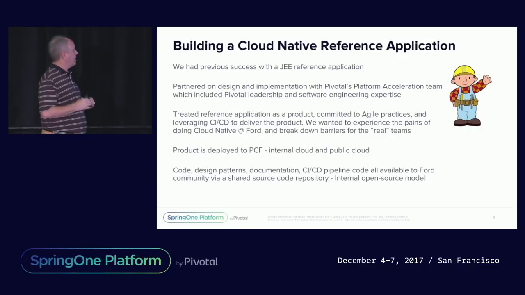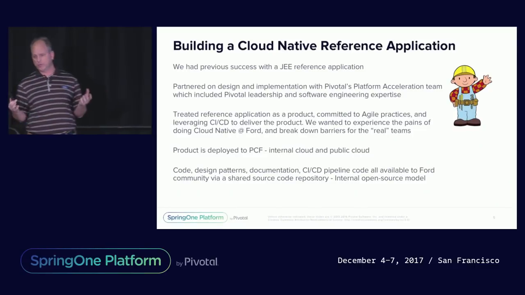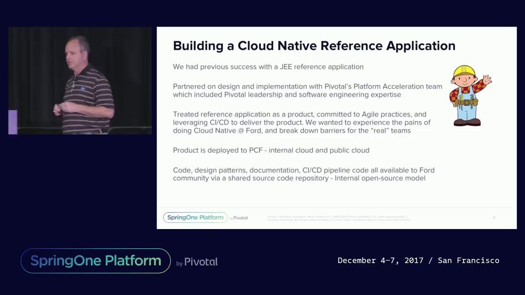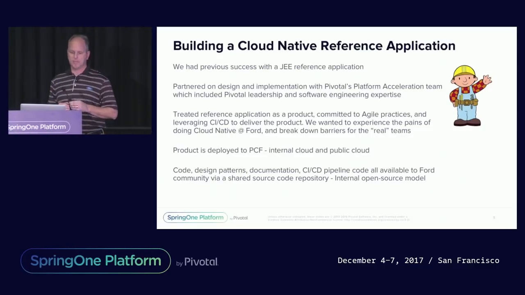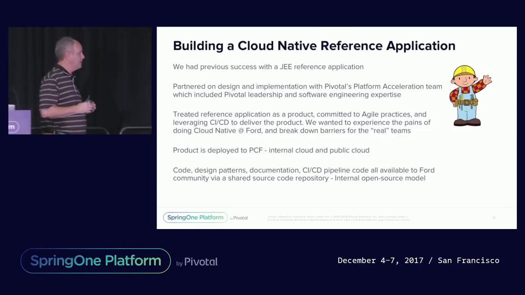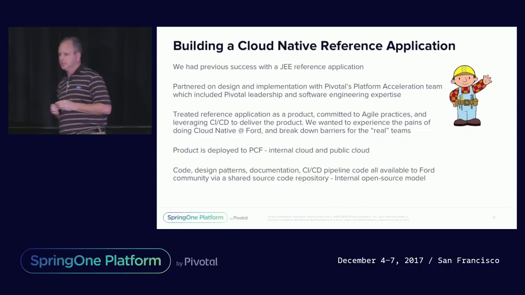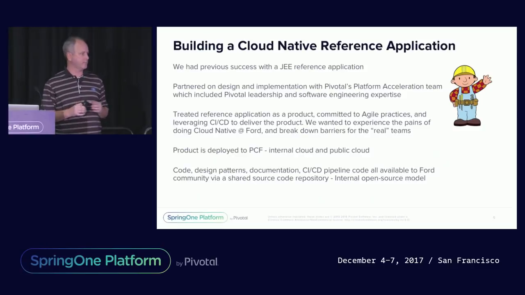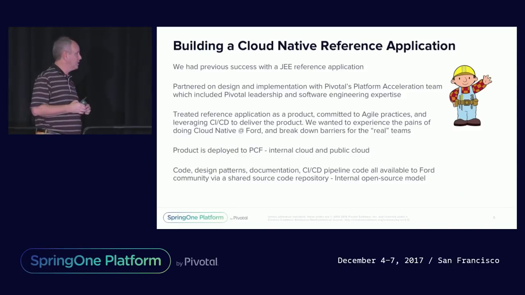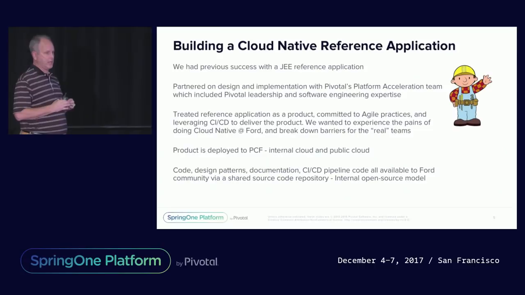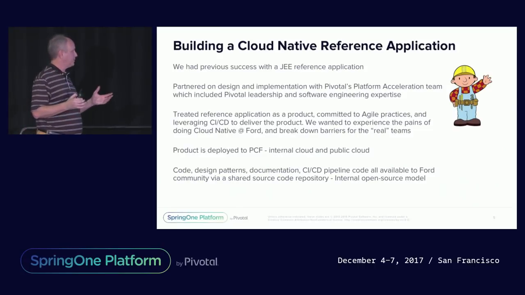And finally, what did we deliver? Well, we delivered code, design patterns, documentation. Our pipeline code, you could look at that. You don't have to figure out how to get this thing built and deployed, tested, all of the great things you can do in a pipeline. And most importantly, we shared that with our community via a shared source code repository. At Ford, we're using GitHub Enterprise, so we made the repository public.